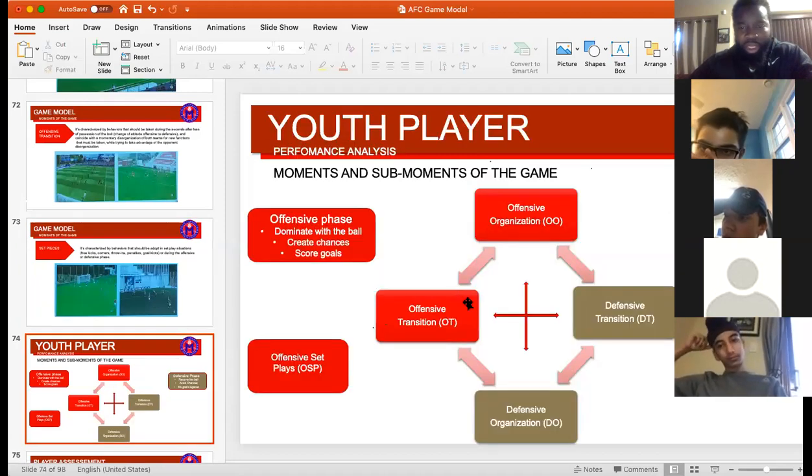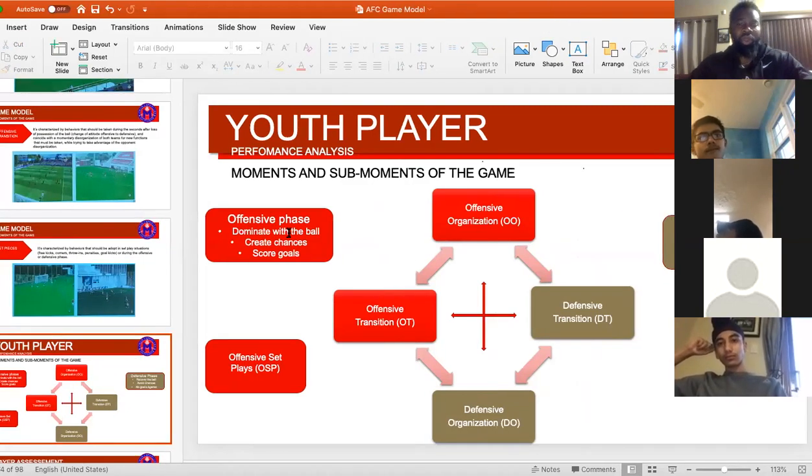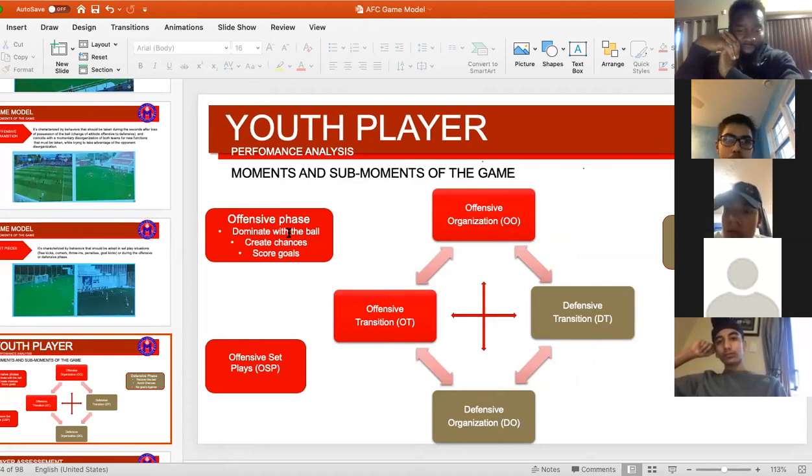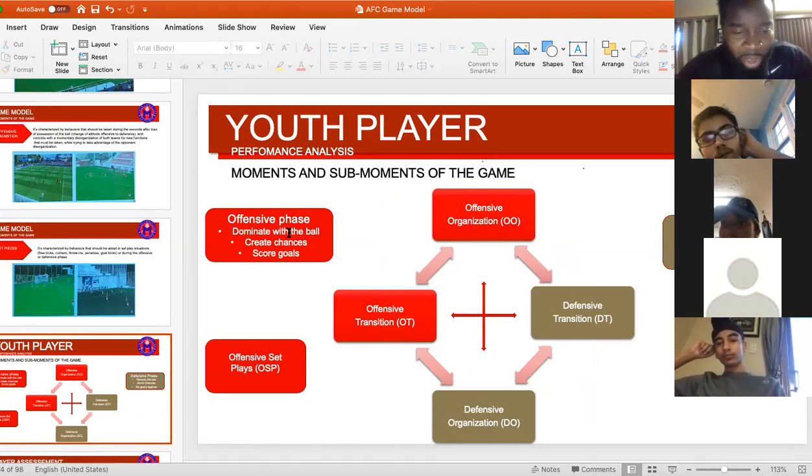The most important thing I want you to take away from this slide is your offensive phase and your defensive phase. In your offensive phase, you want to dominate possession, you want to create chances, you want to score goals. Offensively, that's what you want to do. Defensively, you want to recover the ball, you want to avoid chances, and try to avoid any goal being scored against you, right? That's the two important things you want to take from here.